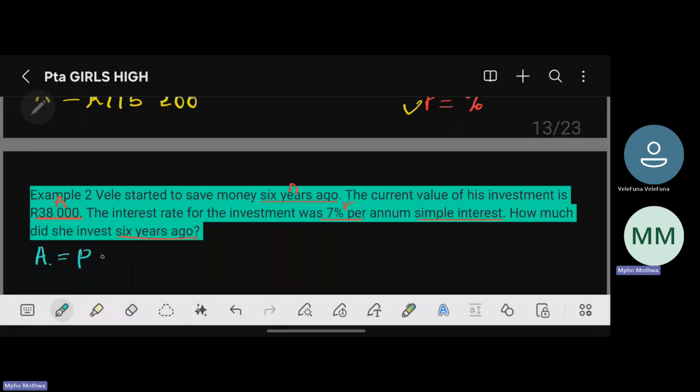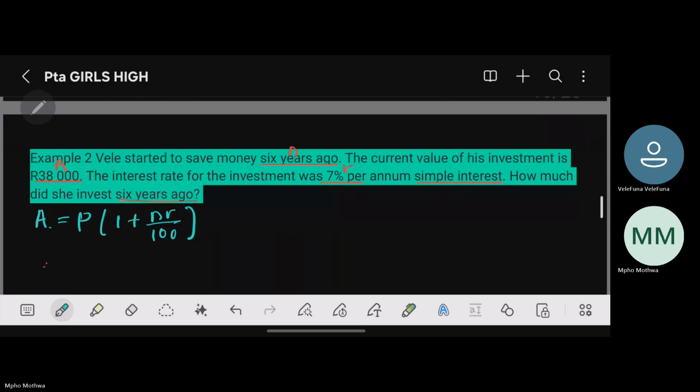I'm just going to say that A is equal to P into 1 plus NR over 100. You close the bracket. Then we have A. What is our A? 38,000 rand. It is equal to P, which we do not know, times 1 plus, what is our N? 6. Our N is 6, right? 6 times R. What is our R? 7, divided by 100. You close the bracket.